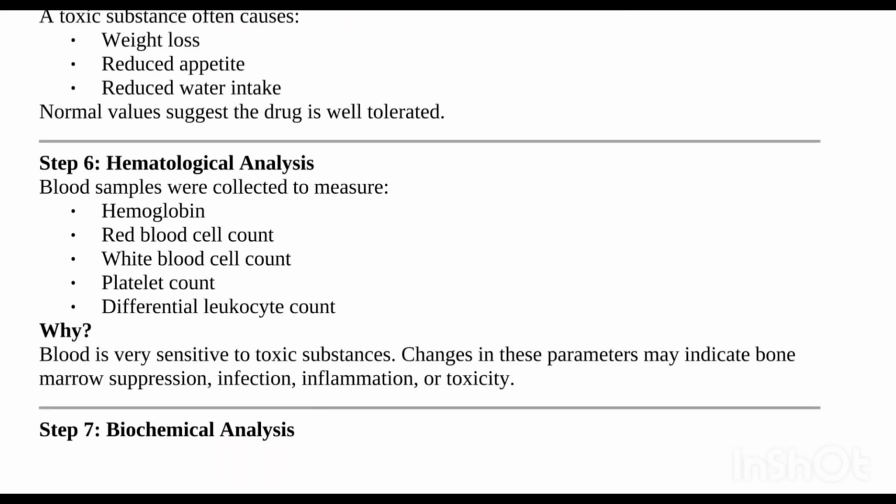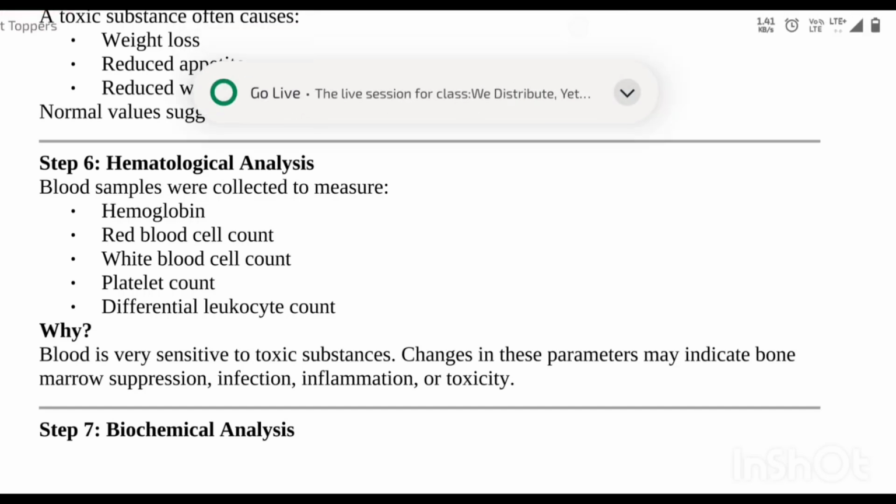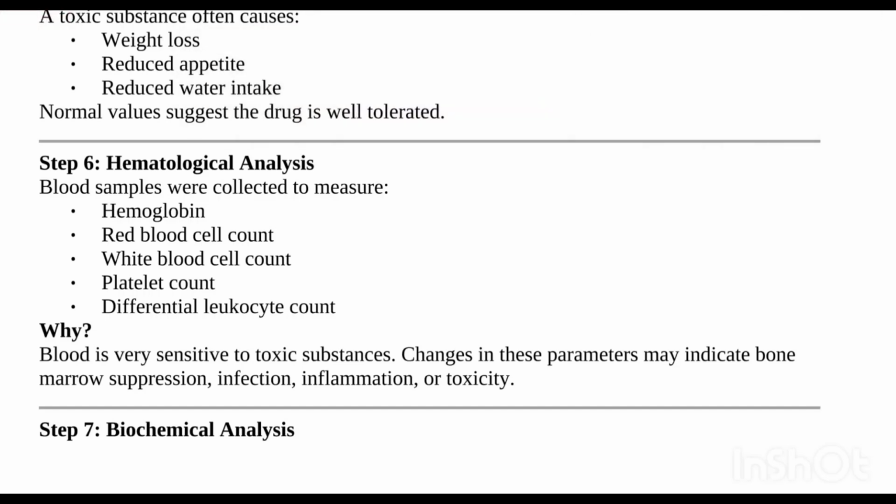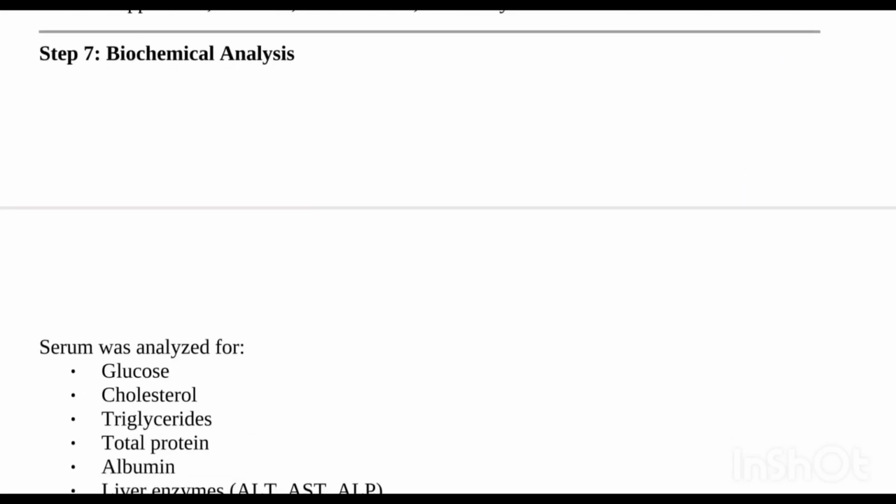In step 6, hematological analysis, blood samples were collected to measure hemoglobin, RBC count, WBC count, platelet count, and differential leukocyte count. Because blood is very sensitive to toxic substances, changes in these parameters may indicate bone marrow suppression, infection, inflammation, or toxicity.